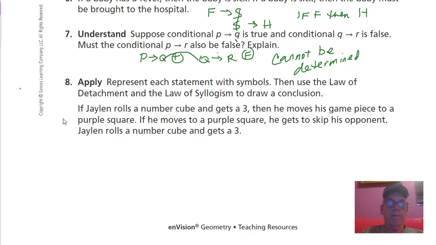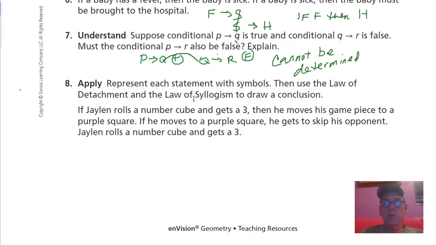Let's look at number 8. Represent each statement with symbols, then use the law of detachment and syllogism to draw a conclusion. Jalen rolls a number cube and gets a 3. So let's see what we can do. If he rolls and gets a 3, then he moves to a purple square. This is a true statement. So he rolls a number cube, gets a 3, goes to a purple square.